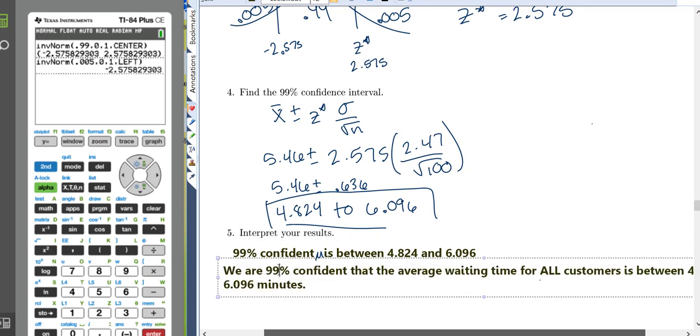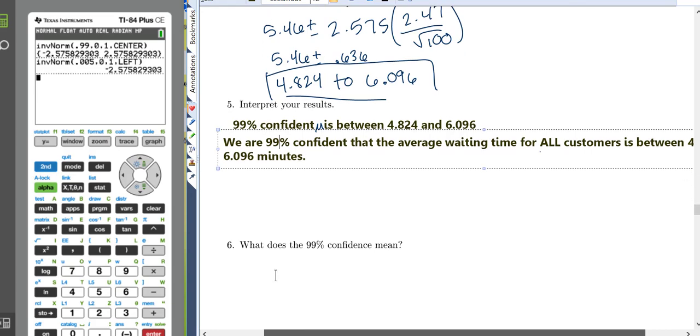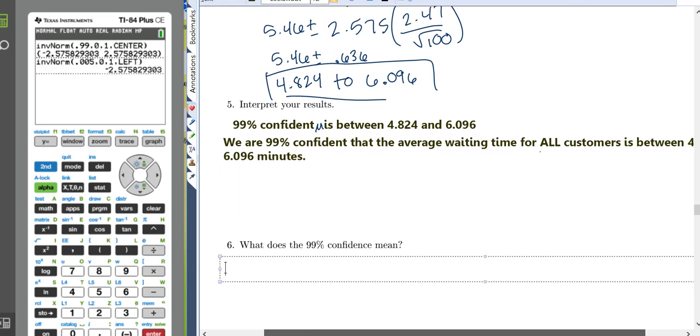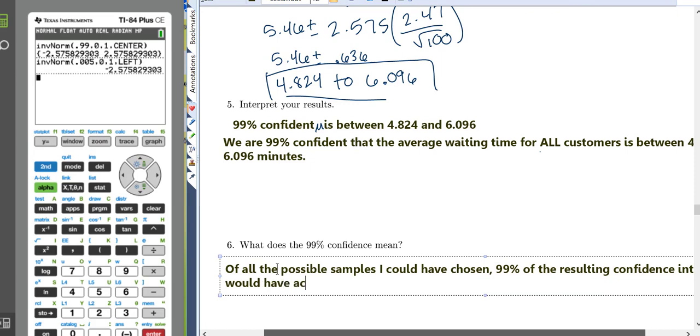99% confidence seems pretty good, right? That means for every sample I could have chosen, if I found confidence intervals for all of them, 99% of those confidence intervals would actually contain our population mean mu. So what does the 99% confidence mean? It means of all the possible samples I could have chosen, 99% of the resulting confidence intervals would have actually contained the population mean mu.